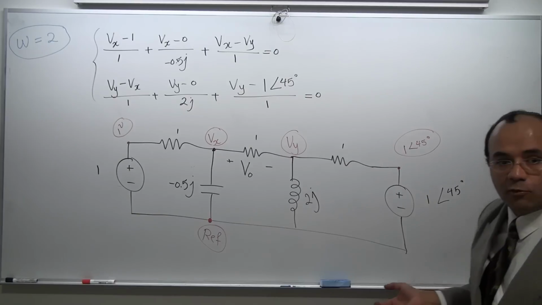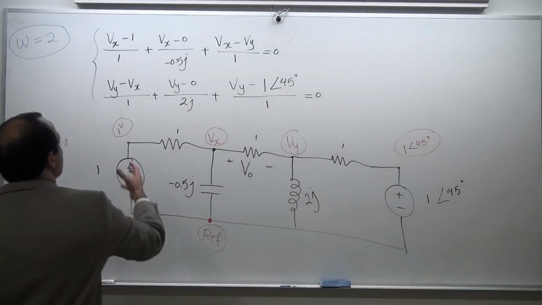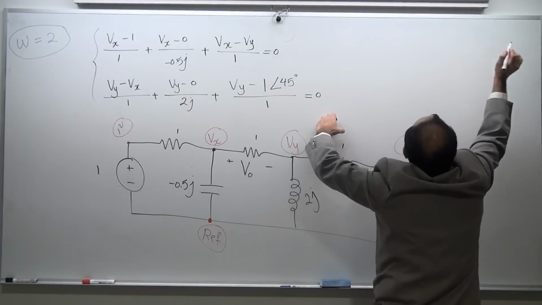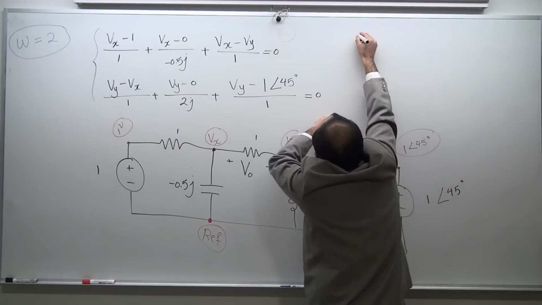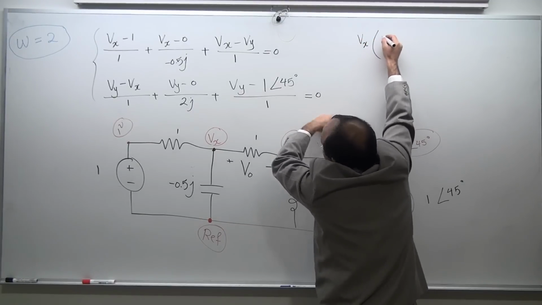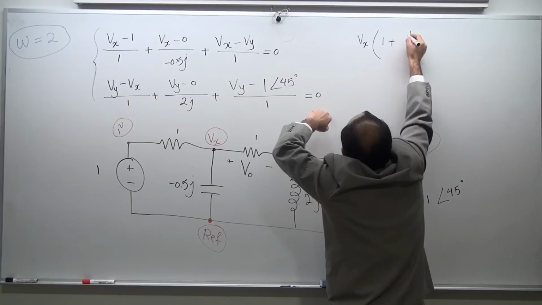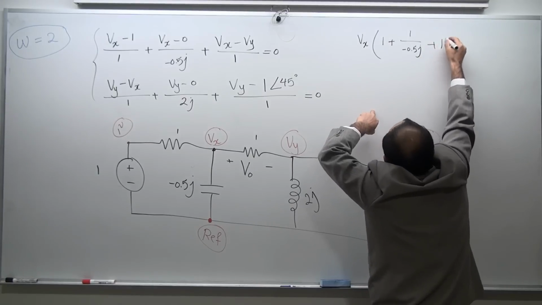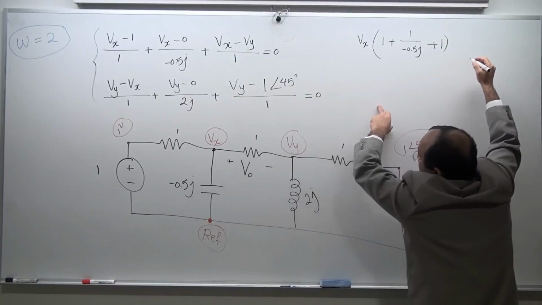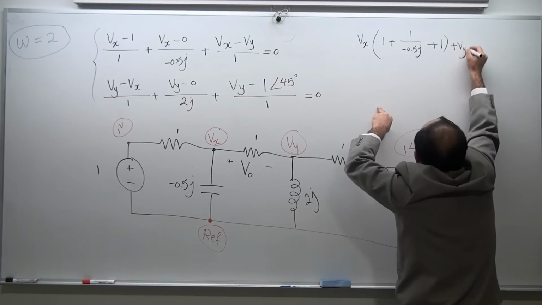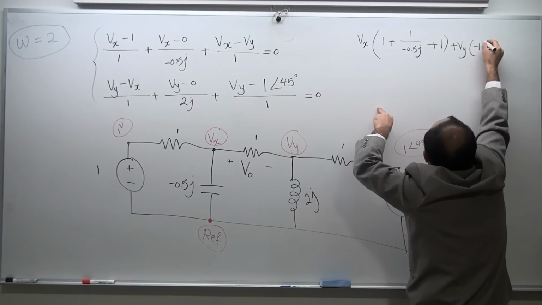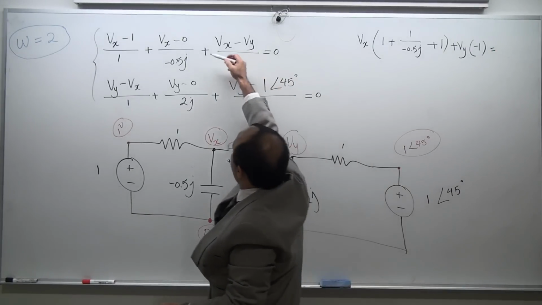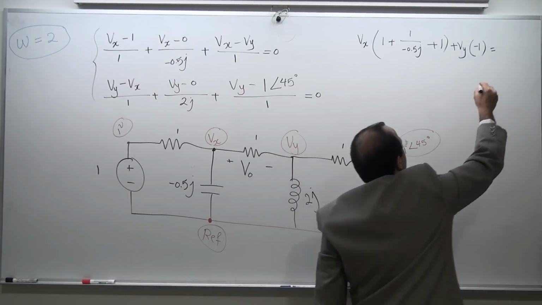I made sure that my equations are written correctly. All I have to do is extract and build the system. I'm going to have Vx, Vy, and constant. So Vx is going to be 1 plus 1 divided by minus 0.5j plus 1. Then I need to be careful about Vy. It's going to be minus 1, and I don't see anything else. In terms of constant, this is the constant that goes in, and that would be 1.